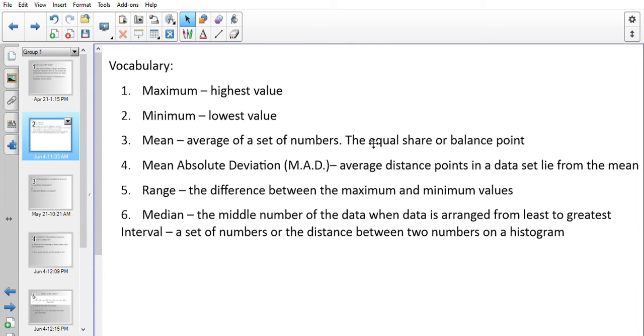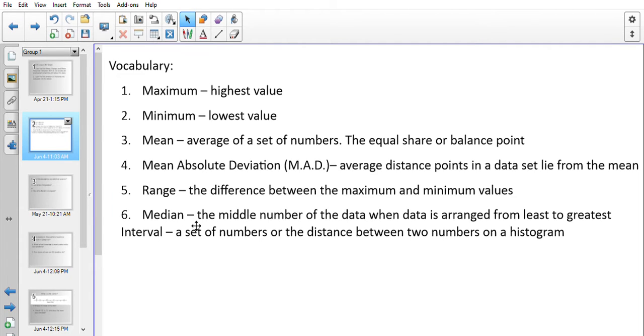We have some vocabulary to go over today. Maximum, which is the highest value. Minimum, which is the lowest value. We have mean. Remember, that means the average of a set of numbers, the equal share or balance point. The mean absolute deviation, which is the average distance points in a data set lie from the mean. The range, which is the difference between the maximum and the minimum values. Remember, difference should jump out to you and mean subtraction.